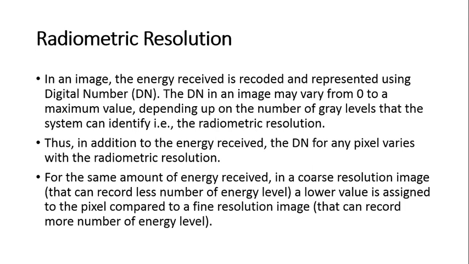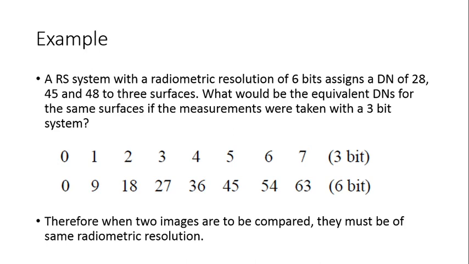If you remember, for example, here I have shown an example. Suppose a remote sensing system with a radiometric resolution of 6 bit assigns DN values of 28, 45, and 48 on 3 surfaces. Then what would be the equivalent DN, digital number, for the same surfaces if the measurement were taken with 3 bits?